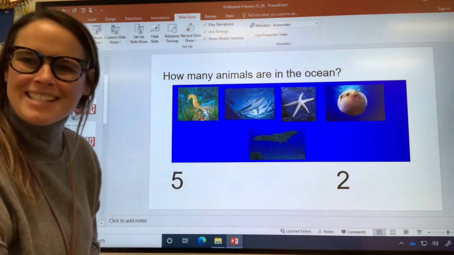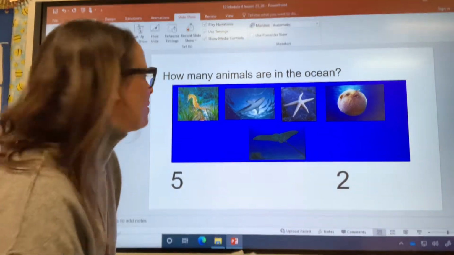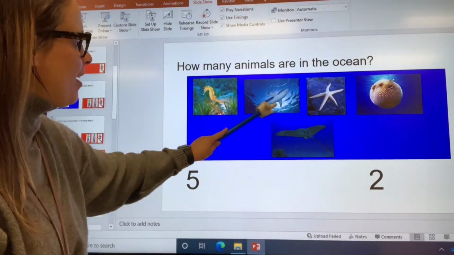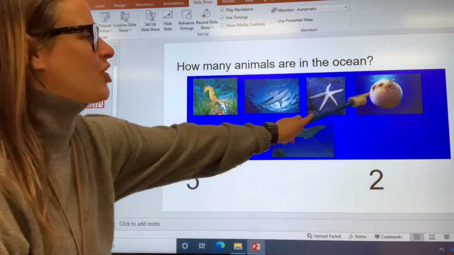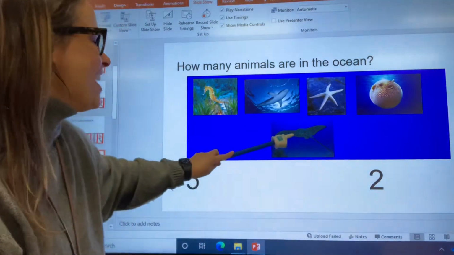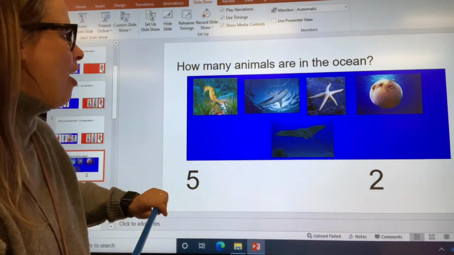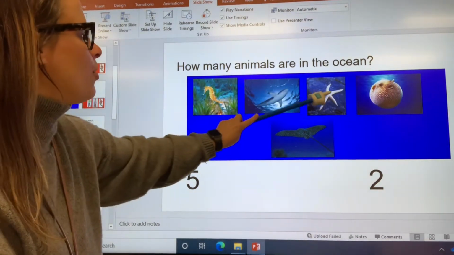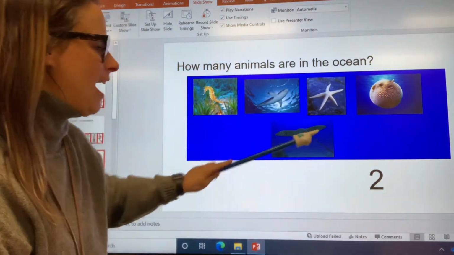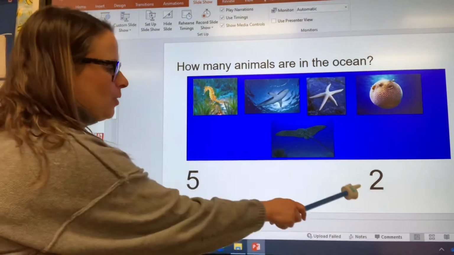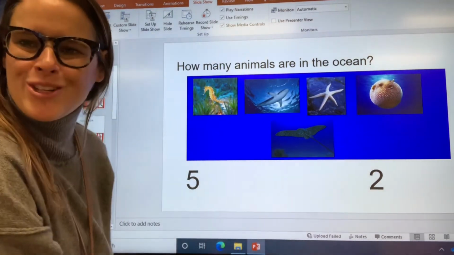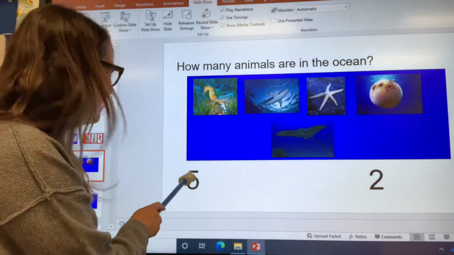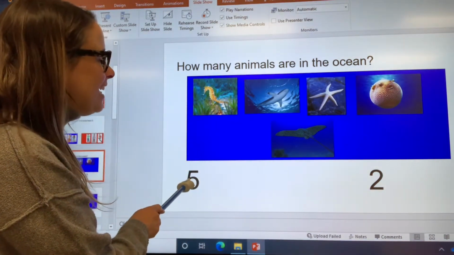All right. Look at some sea animals. This is perfect for this week. Can you see? We got a seahorse, a shark, a starfish, a pufferfish, and a stingray. Let's count how many animals are in the ocean. 1, 2, 3, 4, 5. See these numbers at the bottom? Which one of these says 5? You point to it on your screen. Did you point to this one? Right. This group has 5 sea animals.